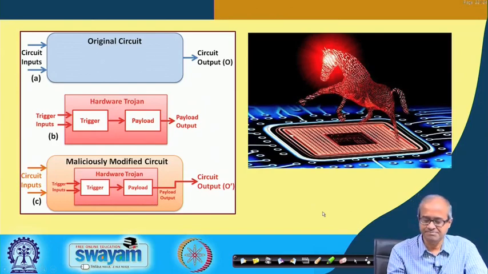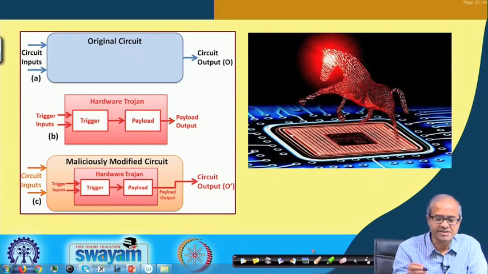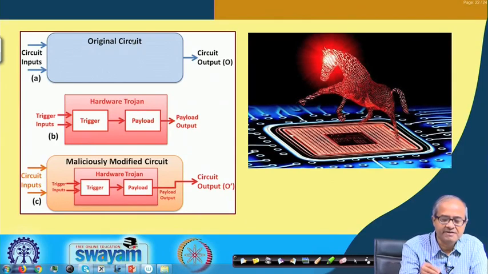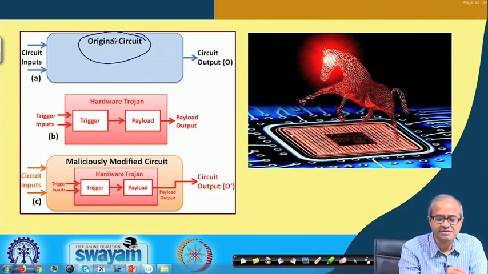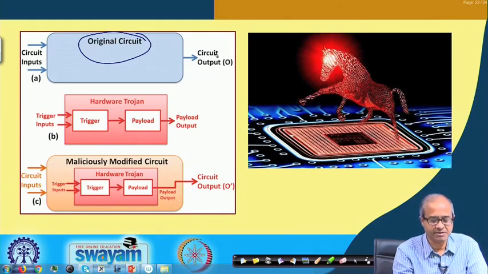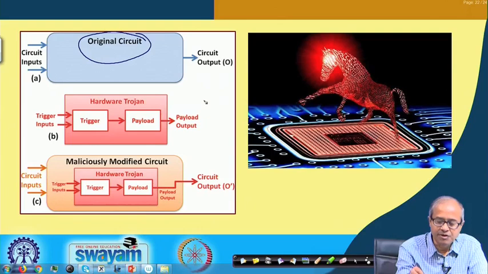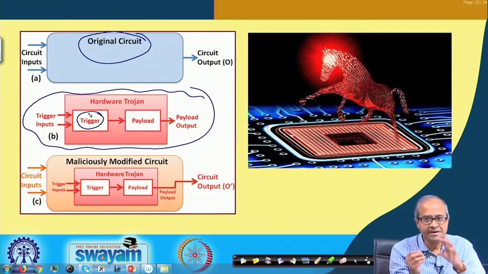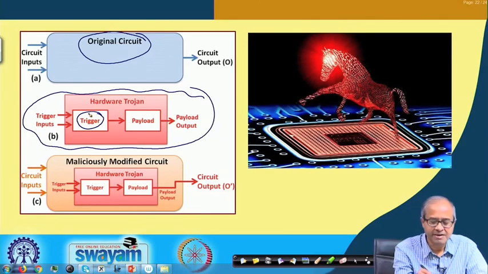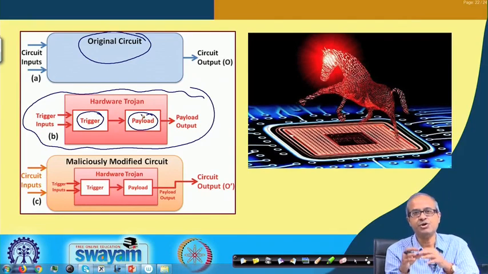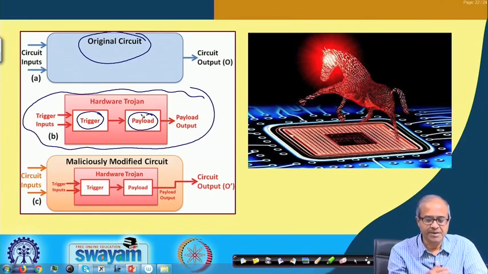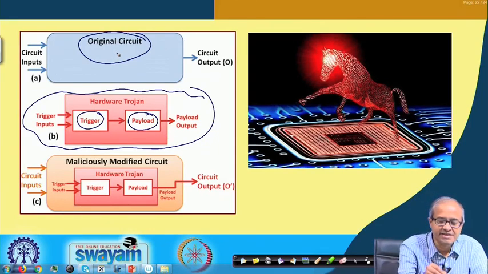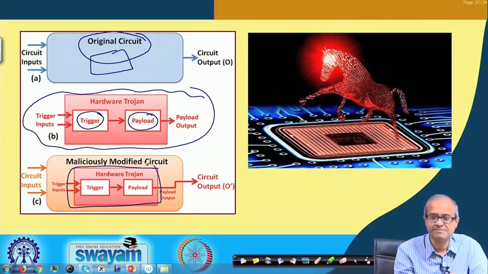So, these are just some pictures. As I had said, the diagram on the left, suppose this was my original circuit. Some inputs were coming, some outputs are obtained. Now, someone has designed a malicious hardware. This is my trojan. Trojan consists of a trigger, which decides when the trojan will wake up, and payload which decides what will happen when the trojan wakes up. And this hardware trojan gets inserted somewhere in the original circuit. That means, it goes inside the circuit like this.